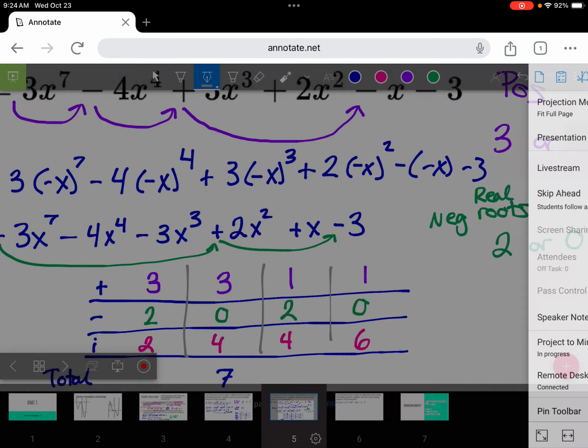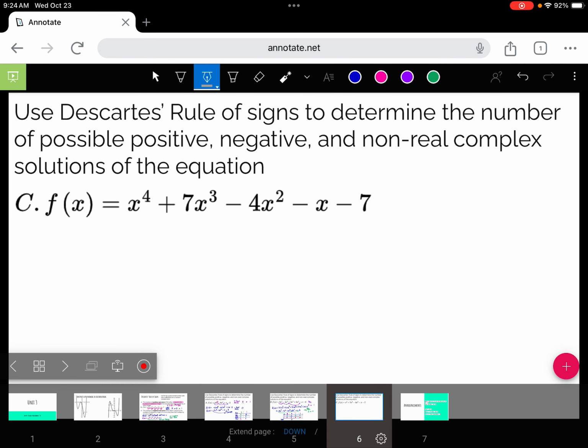Questions on this one? Okay. Because we're going to do one more example like this. All right, I want you guys to try this one. See what you can get.